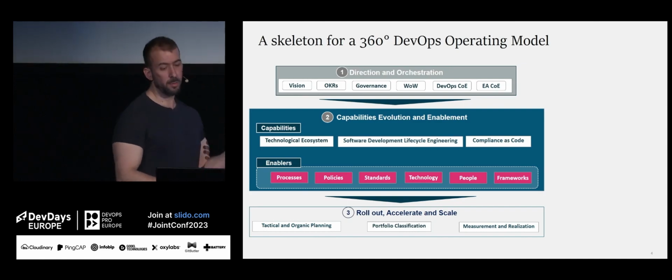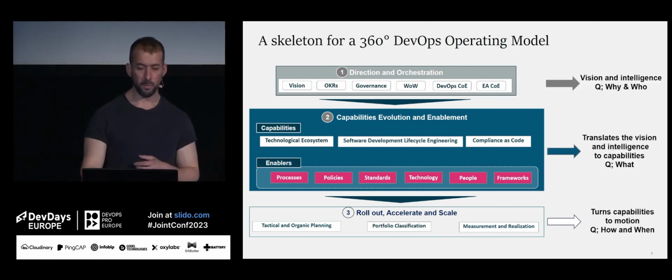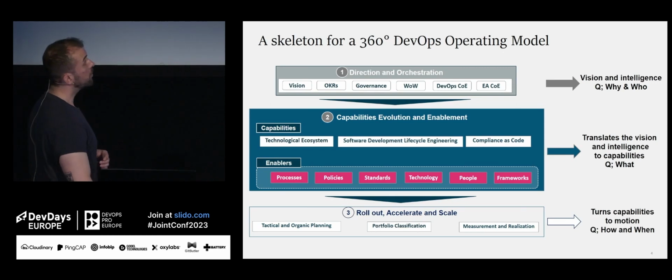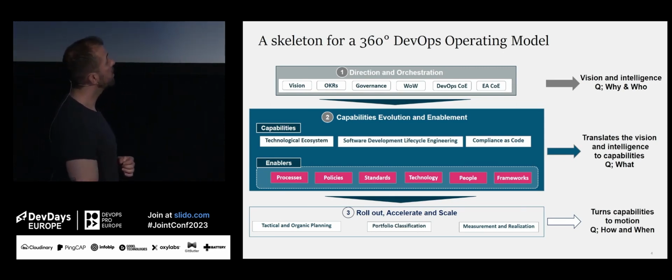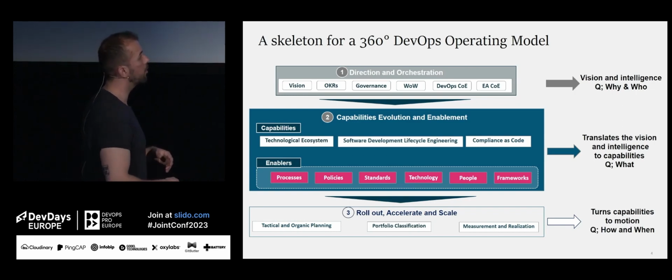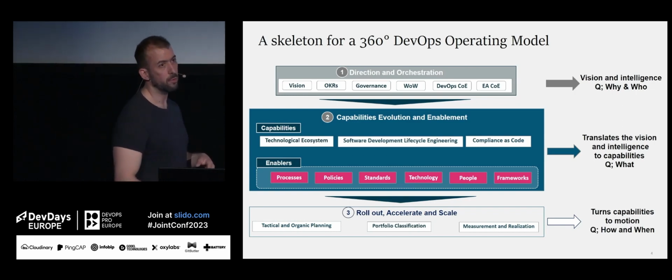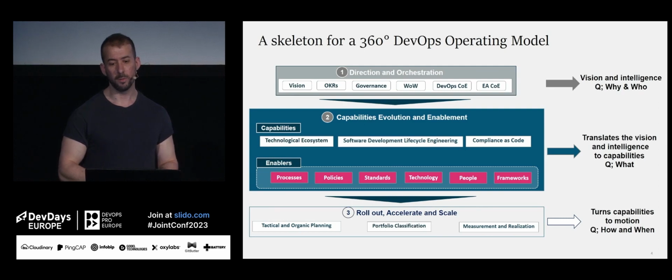So a little bit of thoughts on why I break into these 3. You need to say why you're doing it and who is doing it to begin with. And then once you have done that, you need to translate the vision from up here to intelligence and to capability. So basically what are you gonna do? Having those enabled, and of course it's not really that waterfall, but for the sake of the framework, you turn them into motion. So how do we do it and when do we do it?